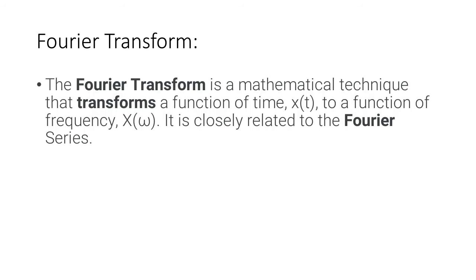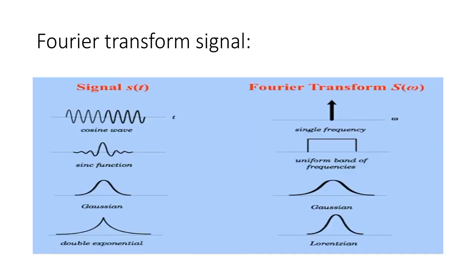Before going to the topic, we'll see what a Fourier transform is. The Fourier transform is a mathematical technique that transforms a function of time domain x of t to a function of frequency x of omega. It is closely related to the Fourier series.